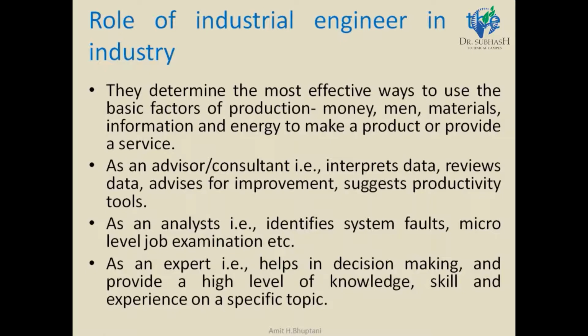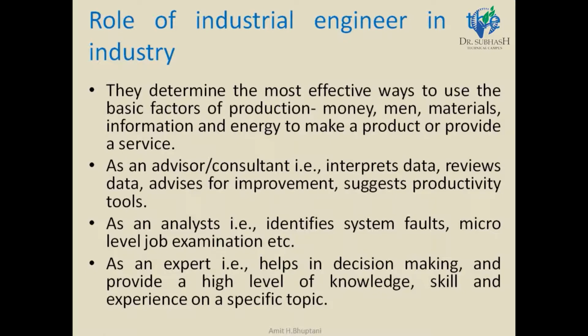Then next is as an advisor or consultant. He always looks after the factors of production. He always looks after the data that is available. He advises for improvements, or what tools one must adopt so that their productivity can increase.